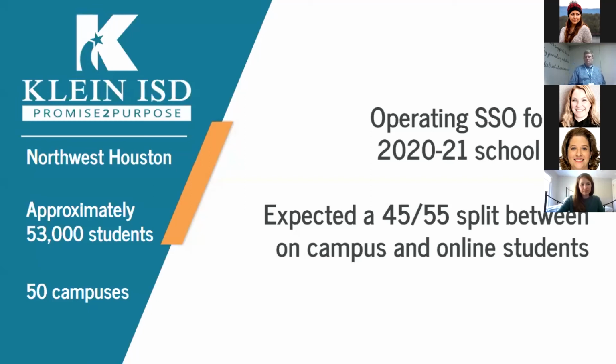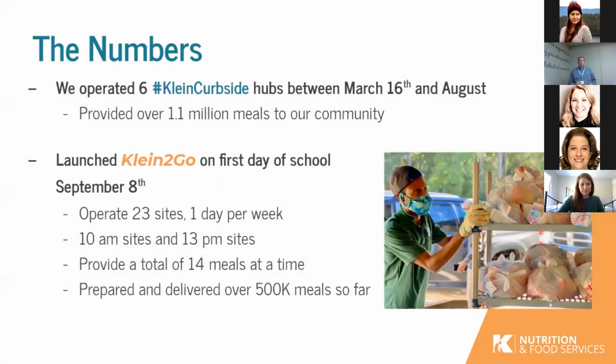So let's talk the numbers. What are we doing in Klein right now? We began doing curbside meals in March, and we did about 1.1 million meals between then and August. We rebranded and relaunched what we're calling Klein to Go on the first day of school, which was September 8th. That is operating in 23 sites. We operate just one day per week. We do 10 in the morning and 13 in the afternoon.